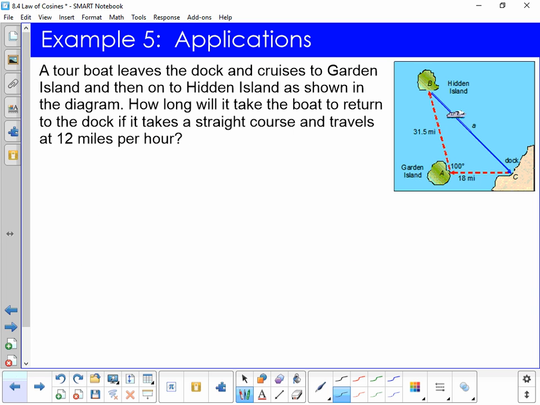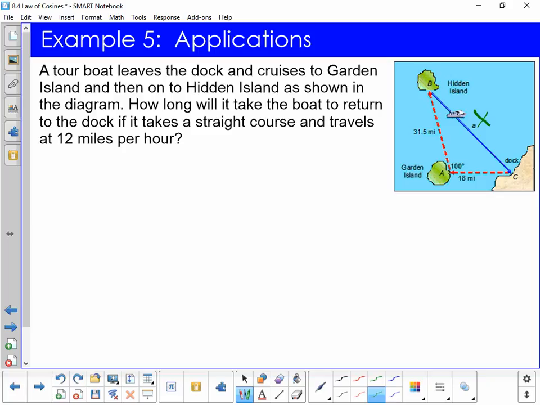Okay. So example 5, we've got this little application. A boat leaves the dock and they are going on a little cruise. So they cruise over to the Garden Island and then they go on to Hidden Island. And we want to know how long is it going to take them to get back to the dock if they go to the dock on a straight course and if their speed is 12 miles per hour. Well, first of all, if we want to know how long it's going to take them and if we know their speed, we've got to know how far they're traveling, how many miles.